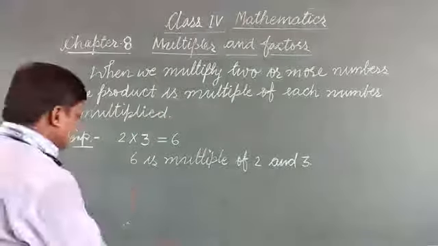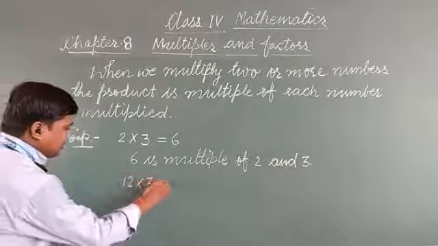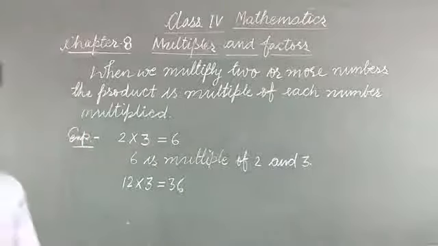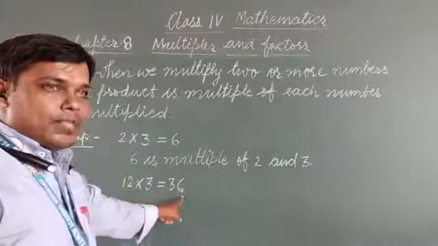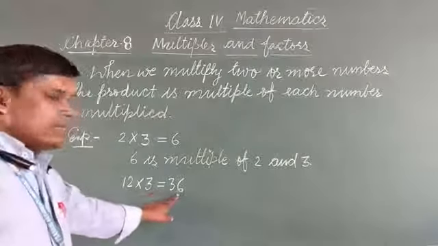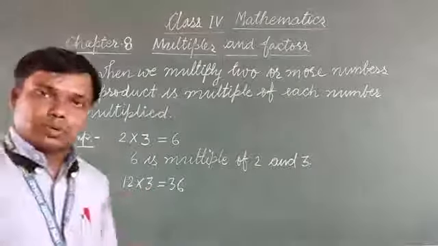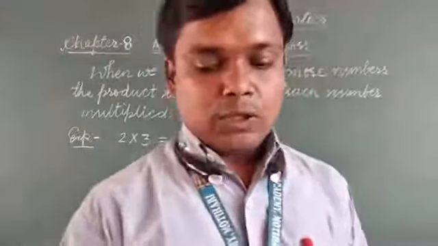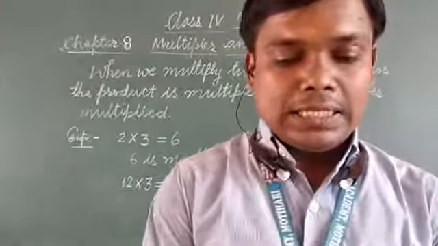Clear? Another example, if you are multiplying 12 by 3, you will get 36. Here 36 is the product, and we are multiplying 12 by 3. So 36 will be a multiple of 3 and 12 both. I hope you understood.